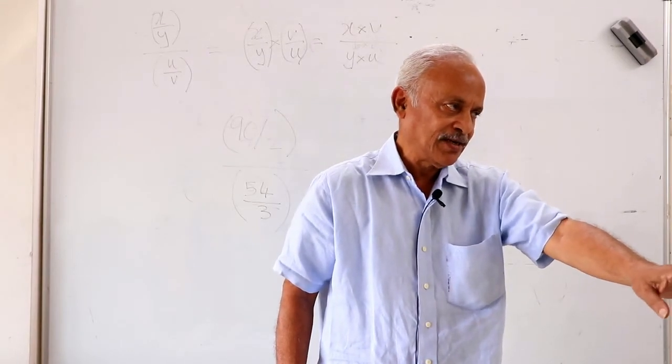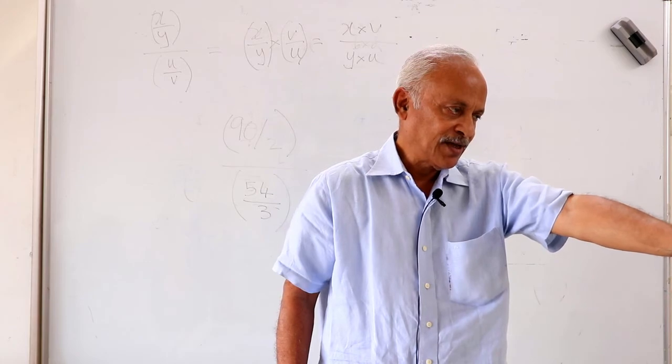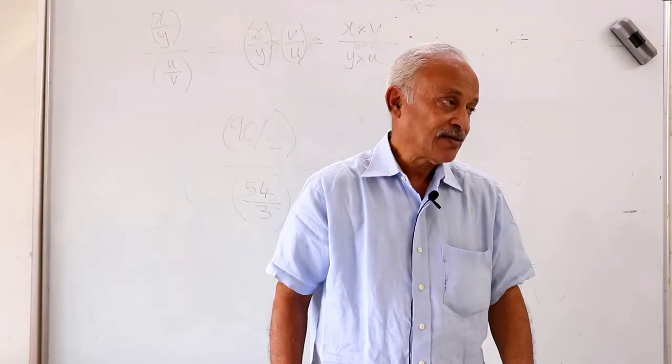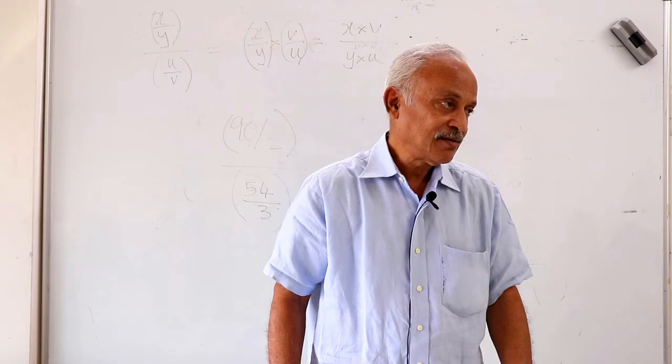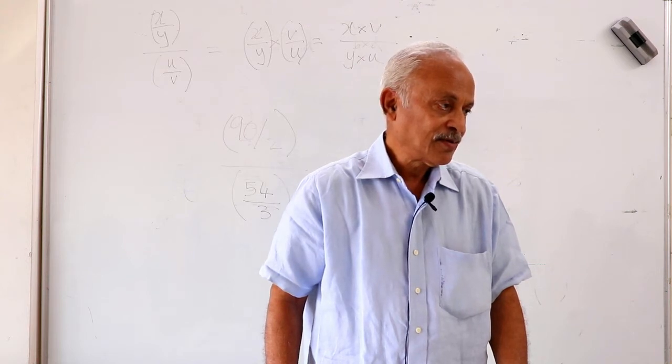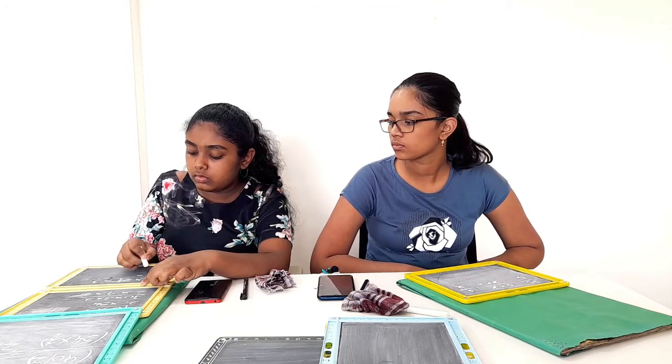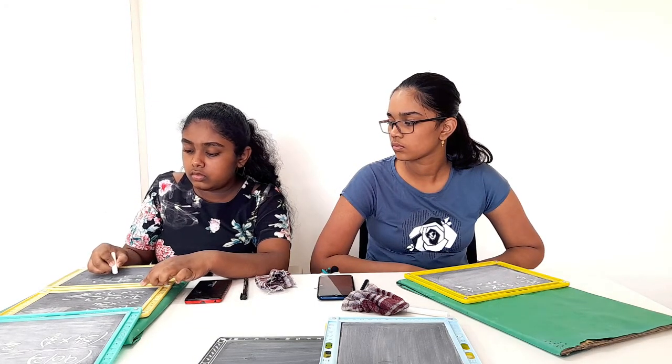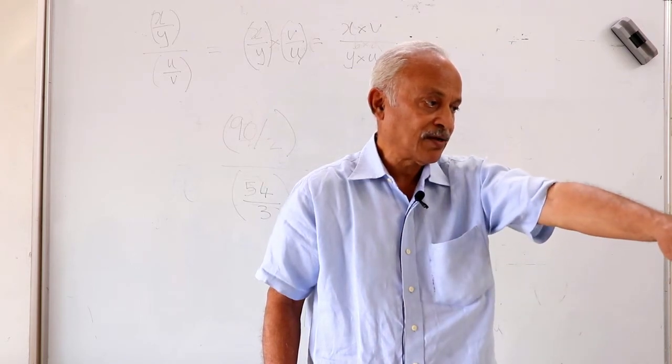The numerator is 90 into 3. What have you written there? 10 into 9. That is 90. Where's your 3? So 10 into 9 into 3. Okay, now continue factorizing. Into 2 into... how did you get 2 there? How did you get 2?